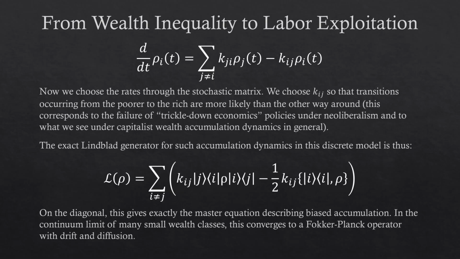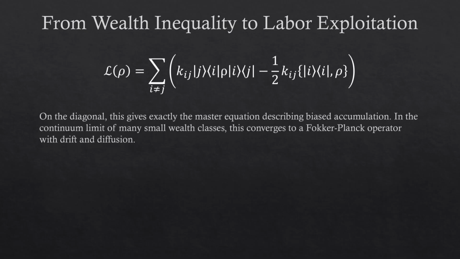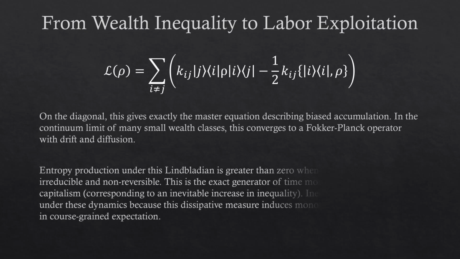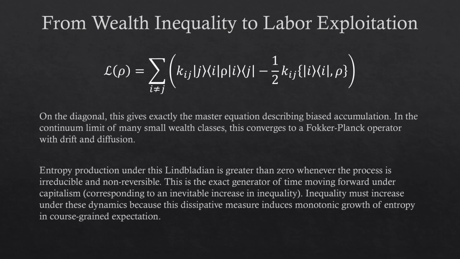In the continuum limit of many small wealth classes, this converges to a Fokker-Planck operator with drift and diffusion, and thus we get back the continuous Fokker-Planck equation. Entropy production under this Lindbladian is greater than 0 whenever the process is irreducible and irreversible. This is the exact generator of time moving forward under capitalism, corresponding to an inevitable increase in inequality. Inequality must increase under these dynamics because this dissipative measure induces monotonic growth of entropy and coarse-grained expectation.